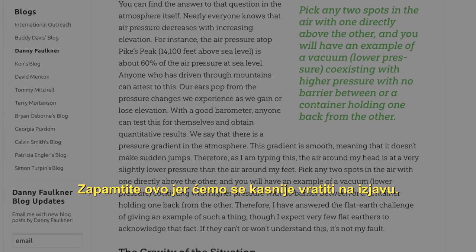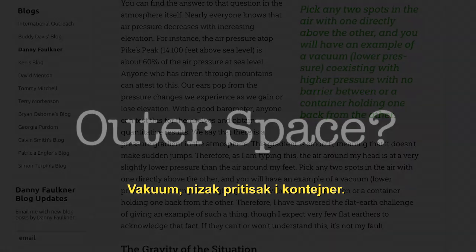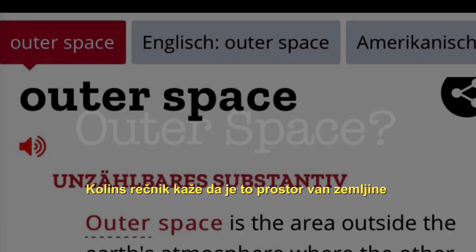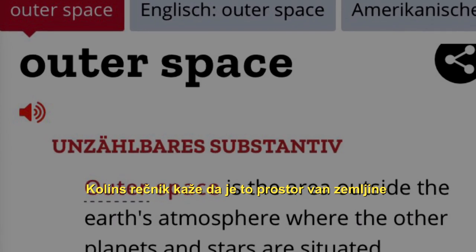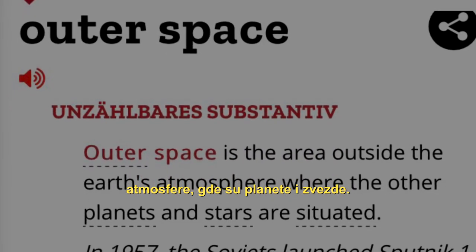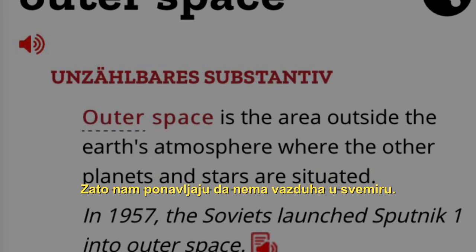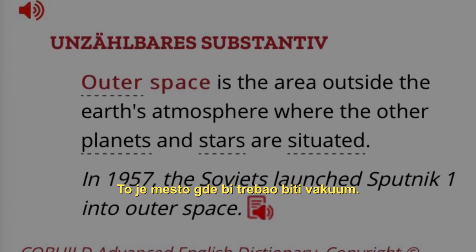Now just remember this, because we'll be visiting this quite often. Vacuum, low pressure, and container. What about outer space? What is outer space? We've seen enough movies, haven't we? Well, according to Collins' dictionary, it's the area outside the Earth's atmosphere where the other planets and stars are situated, right? This is what they keep telling us. So no air in space, basically. This is where the vacuum's supposed to be.